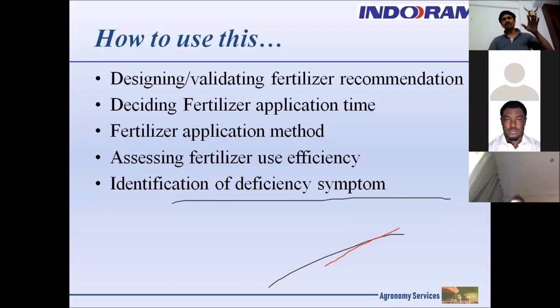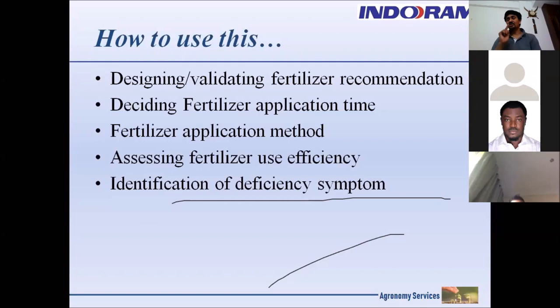major nutrients, and these are the minor nutrients. So based on that, you have to design your fertilizer recommendation, and also you can validate if a farmer is coming to you with some fertilizer recommendation. Based on the nutrient requirement or the recommendation, you can use this information to validate those fertilizer recommendations. Deciding fertilizer application time.